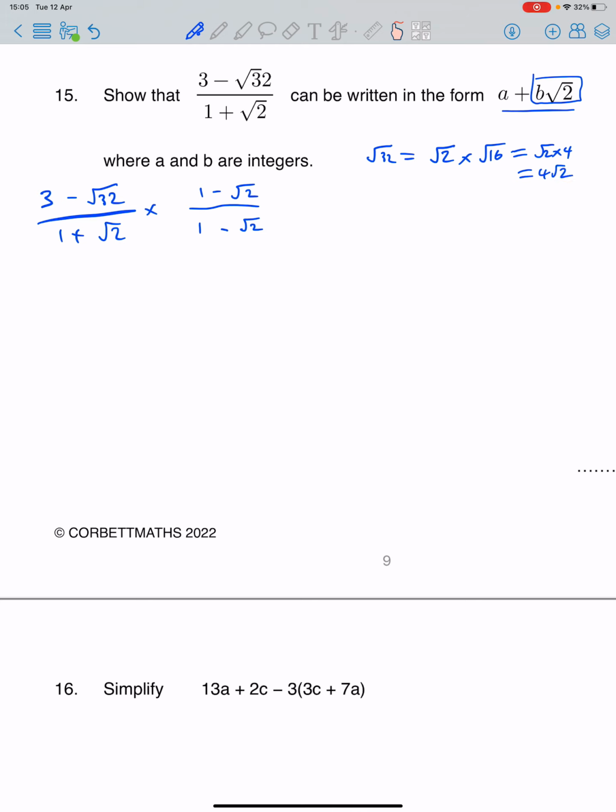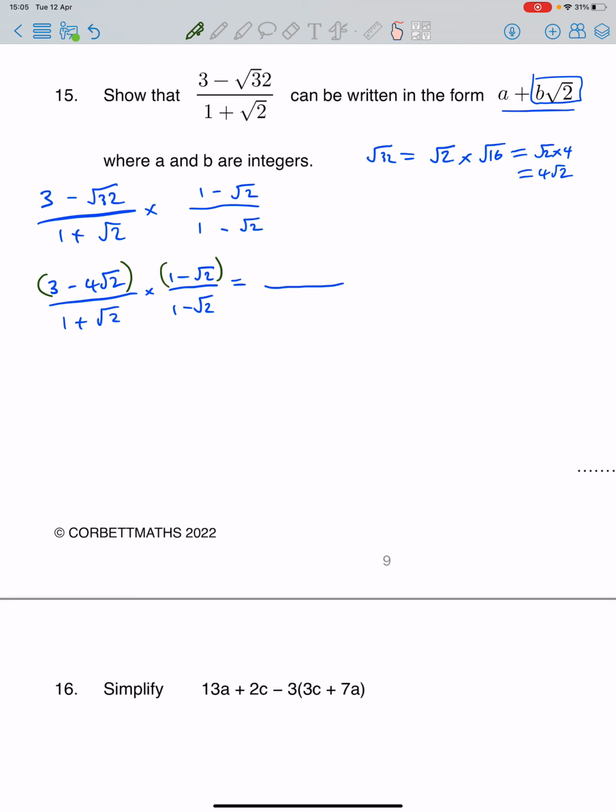So I'm going to change this to 3 minus 4 root 2, all divided by 1 plus root 2, and that's being multiplied by 1 minus root 2 over 1 minus root 2. So to multiply it out, we expand it like double brackets. I'm going to do that in a different color.